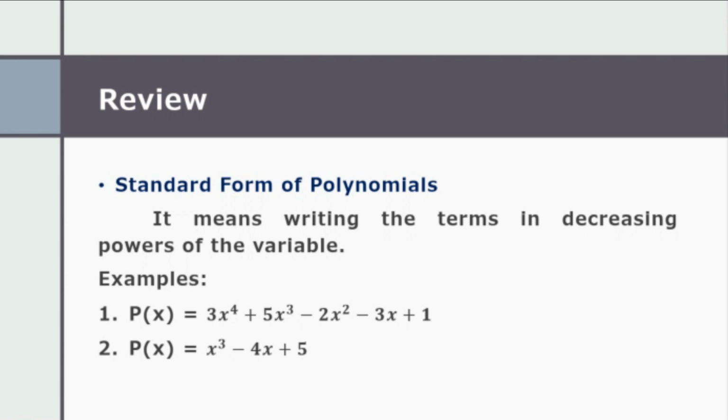Another example is P of x is equal to x raised to 3 minus 4x plus 5. In here, the second degree is missing, but we can also write it as P of x is equal to x raised to 3 plus 0x raised to 2 minus 4x plus 5. We write 0 as the numerical coefficient of the missing degree.